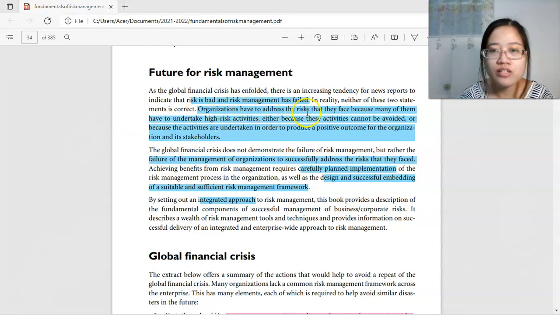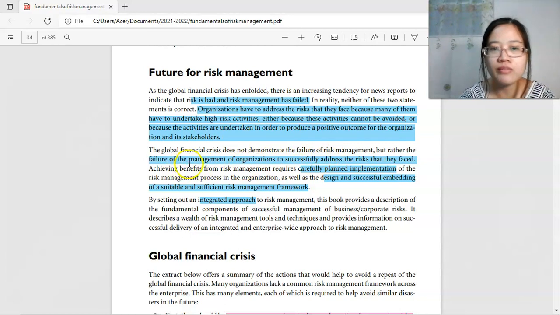Organizations have to address the risk that they face because many of them have to undertake high-risk activities, especially ginagamitan ng pera. Either because these activities cannot be avoided or because activities are undertaken in order to produce a positive outcome for the organization and its stakeholders. Yan, mga business ventures, opportunity risk, ganyan.